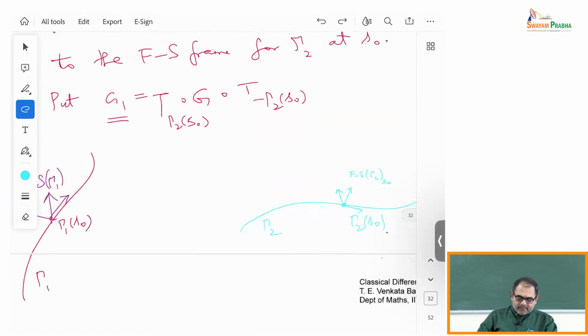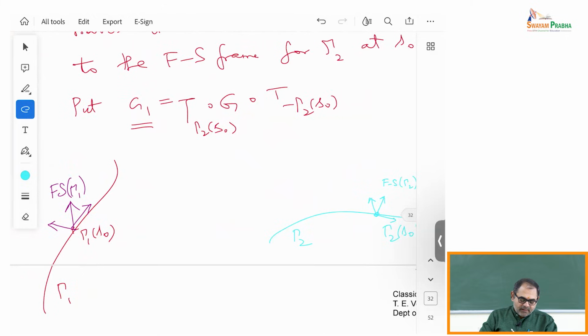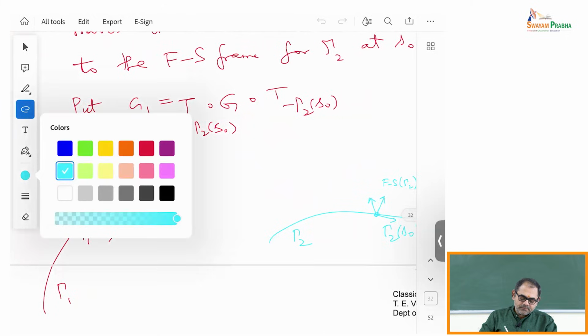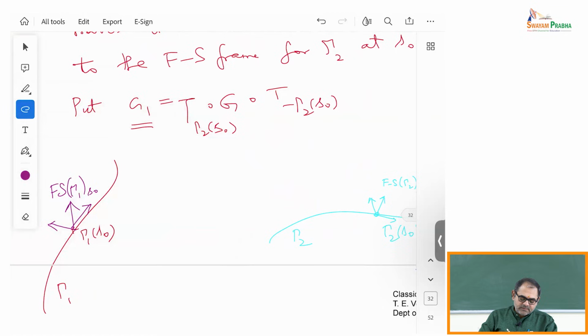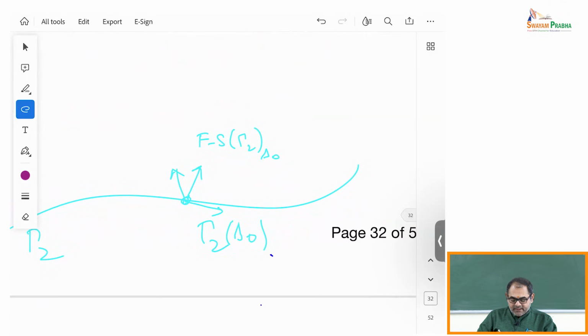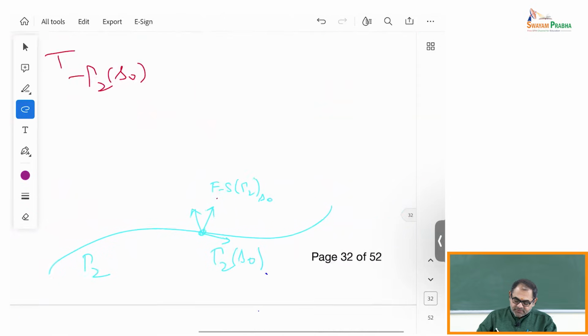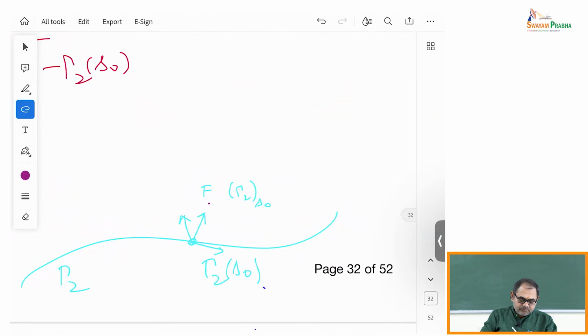Let me use the same notation here also. At this point, this is the Frenet-Serret frame of gamma 1 at S naught, this purple thing. Then this light blue thing is the second curve. At gamma 2 of S naught, I have this Frenet-Serret frame here, and I think I have used FS there, so let me also use FS here.